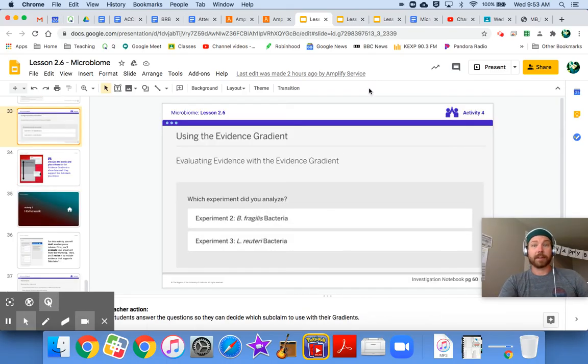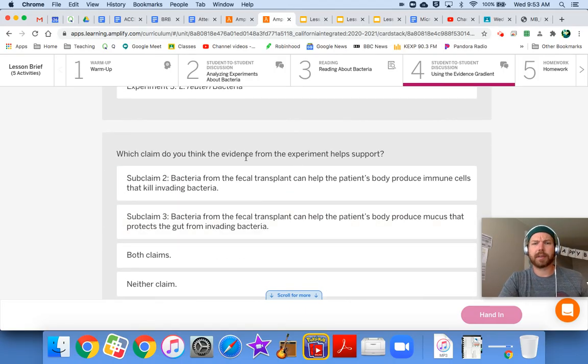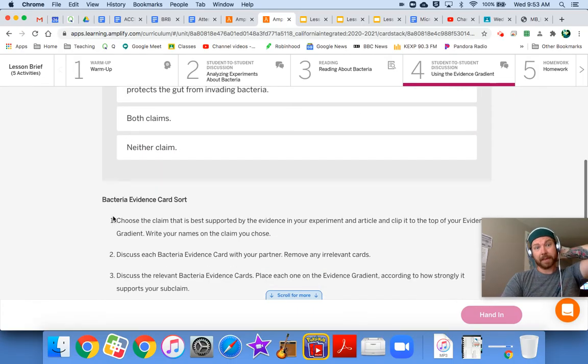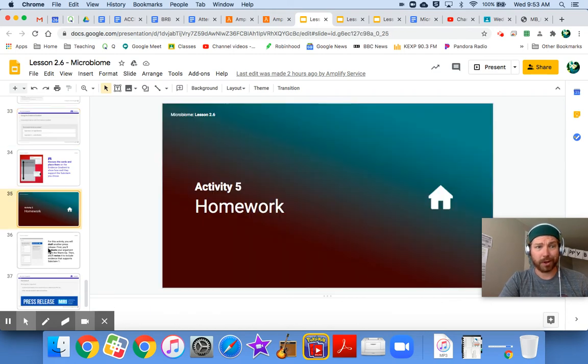Hey, one thing I forgot to tell you to do is on activity 4, make sure you answer these questions too. Which experiment did you analyze, and which claim do you think the evidence from the experiment helps support? Okay, and then you're supposed to do that before you evaluate the evidence, but it really doesn't matter what order you do that in. Let's go ahead and jump to your homework.